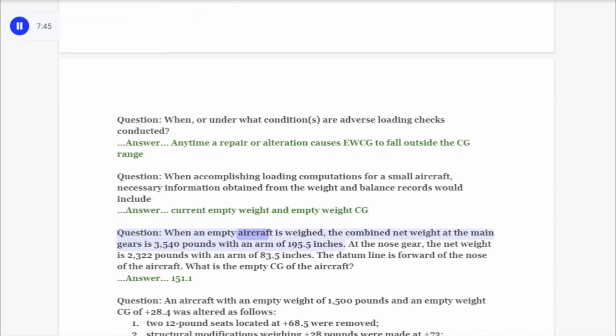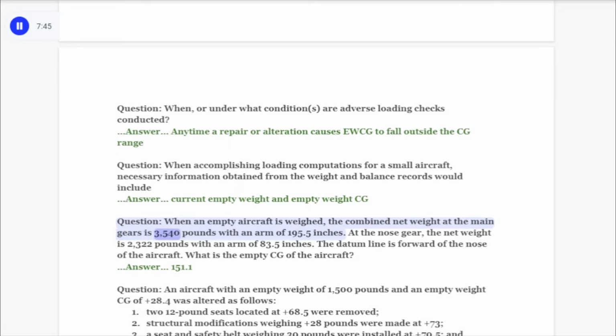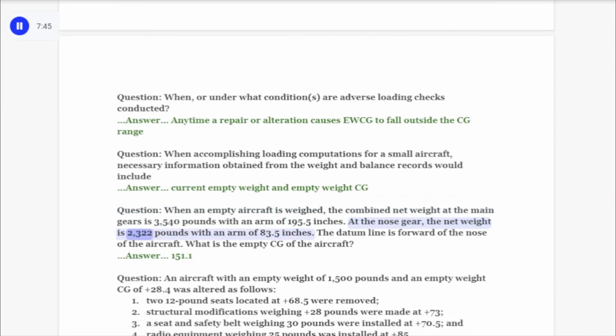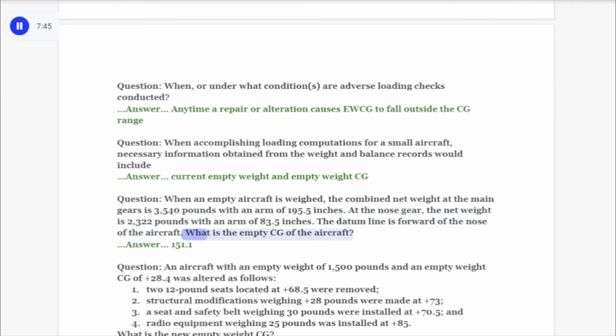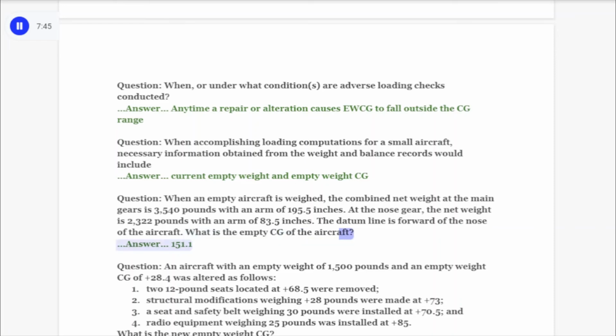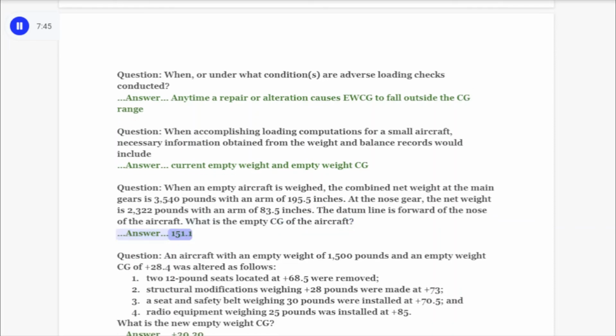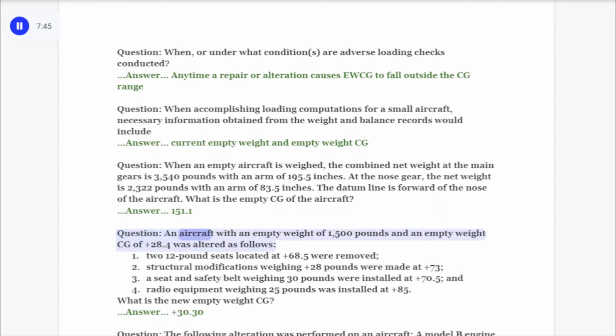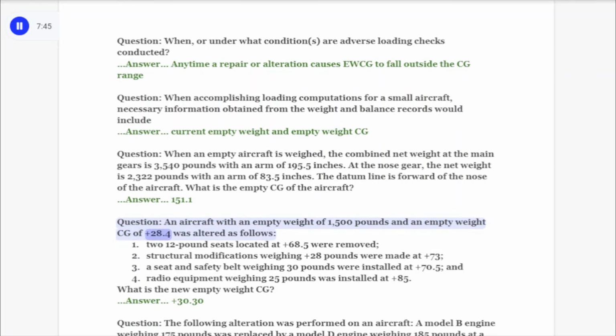Question. When an empty aircraft is weighed, the combined net weight at the main gears is 3,540 pounds with an arm of 195.5 inches. At the nose gear, the net weight is 2,322 pounds with an arm of 83.5 inches. The datum line is forward of the nose of the aircraft. What is the empty CG of the aircraft? Answer. 151.1.